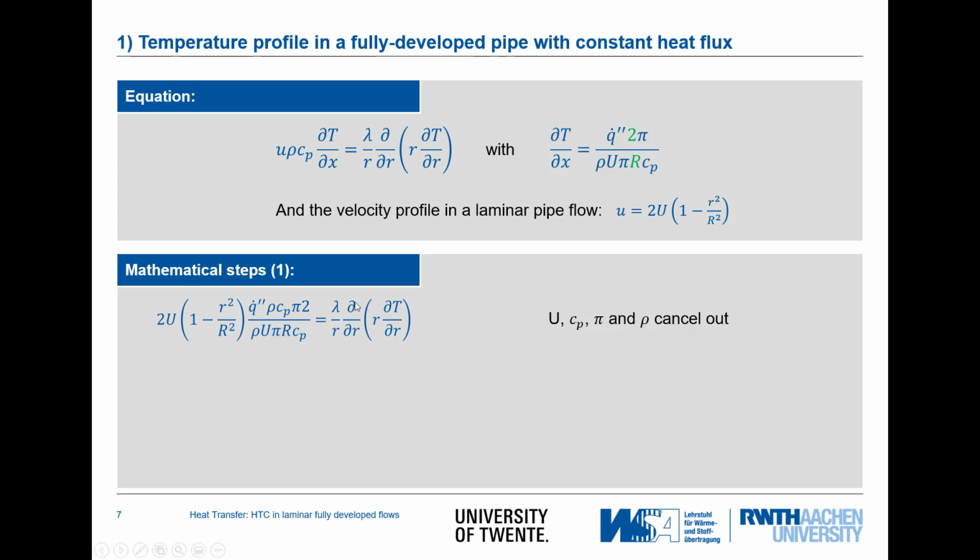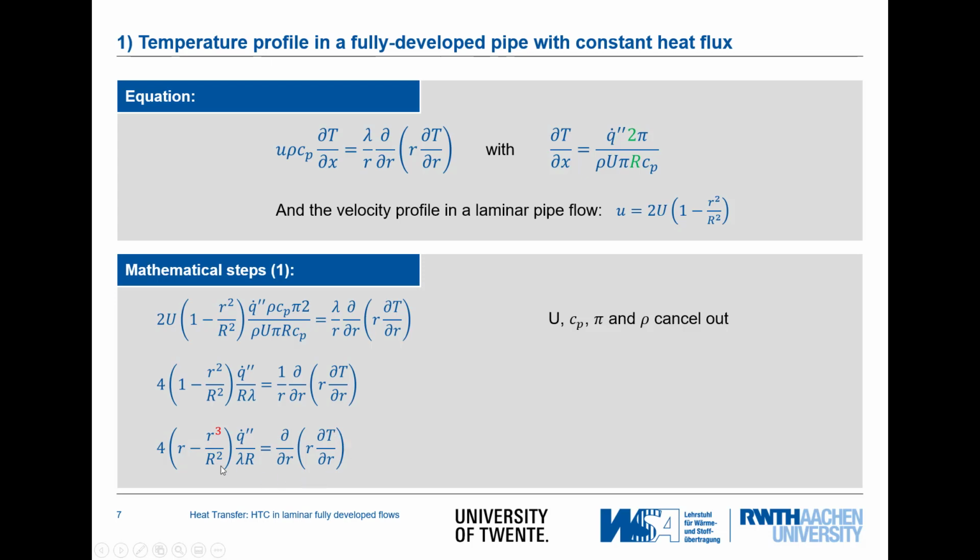So the first mathematical step is to check what can cancel out. Here we see we have rho on both sides. We have Cp on the upper and the lower part. We have u on the top and on the bottom. And in this sense, we can already reduce the complexity of the equation a little bit. And we can now bring the radius to the other side. So we have radius here and radius to the power of 3.